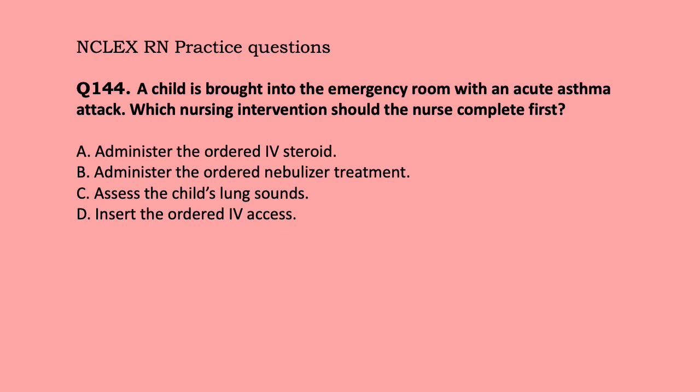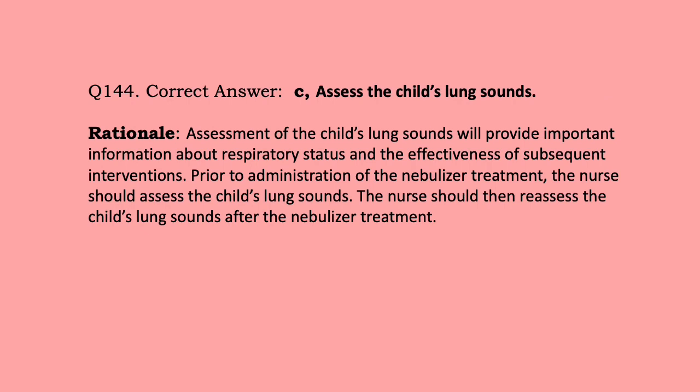A child is brought into the emergency room with an acute asthma attack. Which nursing intervention should the nurse complete first? A. Administer the ordered IV steroid. B. Administer the ordered nebulizer treatment. C. Assess the child's lung sounds. D. Insert the ordered IV access. Correct answer, C. Assess the child's lung sounds.